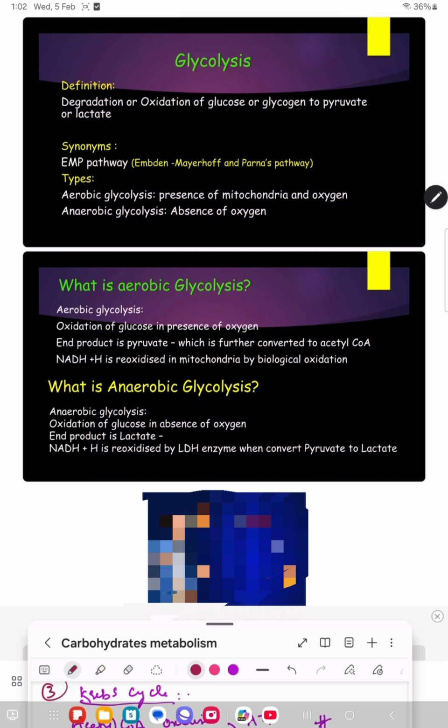What is anaerobic glycolysis? In anaerobic glycolysis there is oxidation of glucose in the absence of oxygen, and the end product will be lactate. NADH plus H will be reoxidized by the lactate dehydrogenase enzyme when pyruvate is converted to lactate. I think there is no need to write this down, it is already well understood.